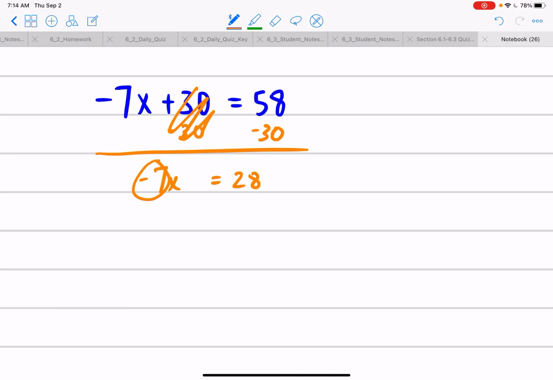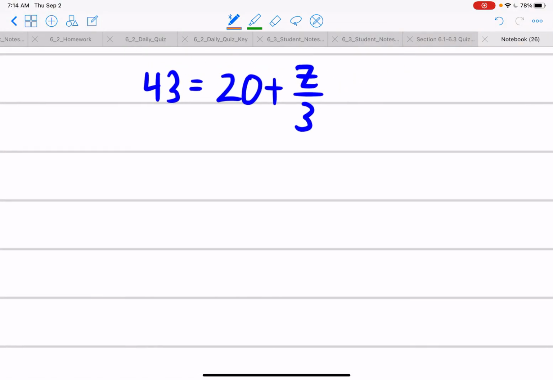And then what's the -7 doing to the x right now? It's currently multiplying it, so we're going to divide by -7. When we do that, we get that x is equal to 28 divided by -7, which would give you -4. Okay? All right, last one.